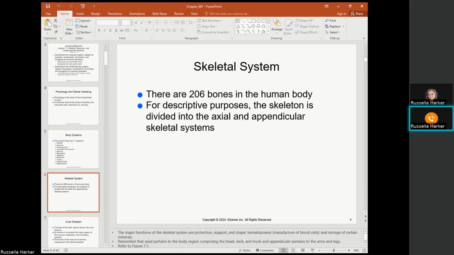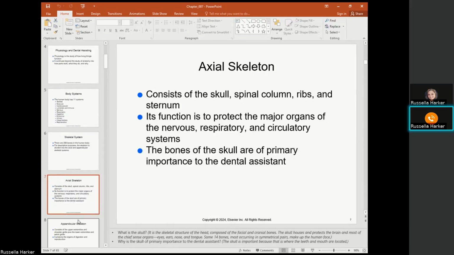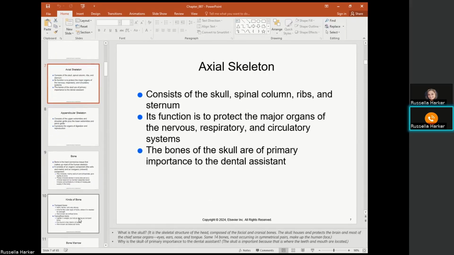Your first system that we're going to go over is your skeletal system. It has 206 bones, and it works for protection, support, and shape, and storage of certain minerals. For descriptive purposes, the skeleton is divided into the axial and appendicular skeletal systems. The axial skeleton consists of the skull, spinal column, ribs, and sternum. Its function is to protect the major organs of the nervous, respiratory, and circulatory systems. So when you see a skeleton, the axial part of the skeleton is the trunk part of the skeleton.